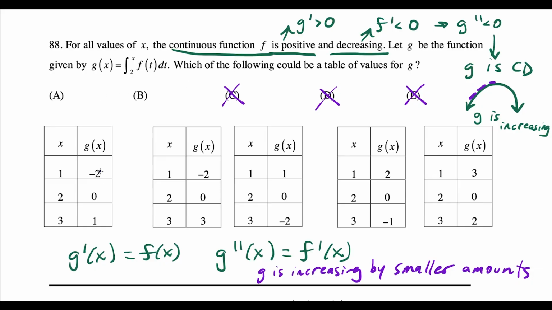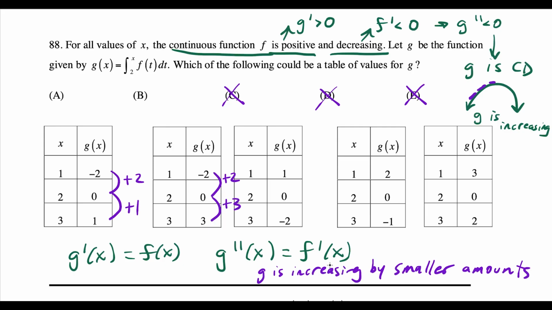So for this one, you would look and say, all right, g is increasing, but notice from 1 to 2, g goes up plus 2, and then it goes up plus 1. But for choice B, g of x goes up plus 2 from 1 to 2, and then the y value here goes up plus 3.